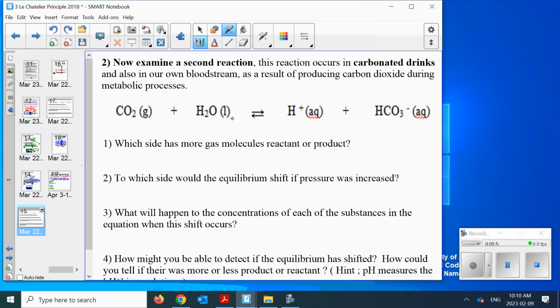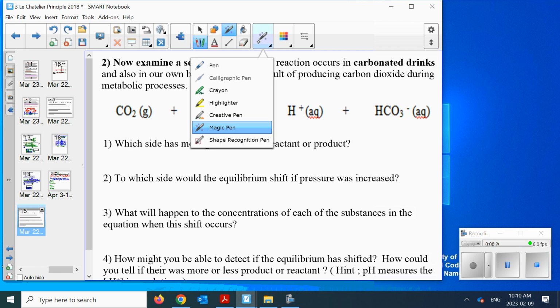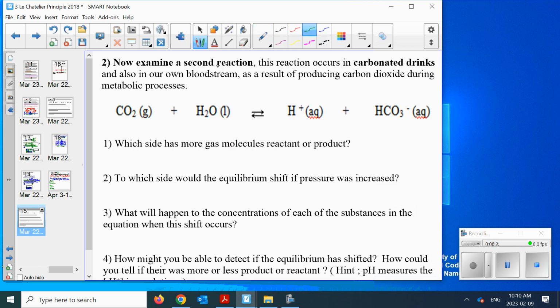If you have a sealed bottle of 7 Up or Sprite, have you ever tried to squeeze a bottle before you ever open it? Can you? It's rock hard. You can squeeze a little bit, but not a lot. It's highly pressurized. This is where we love pressure. So let's first of all figure out the first question. Gas molecules only. Which side has more gas molecules? Reactant or product?